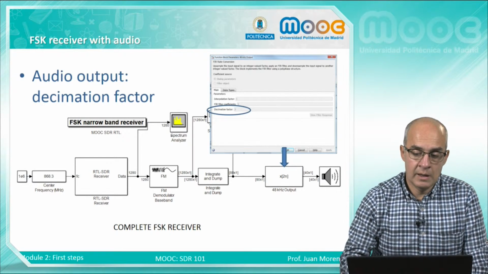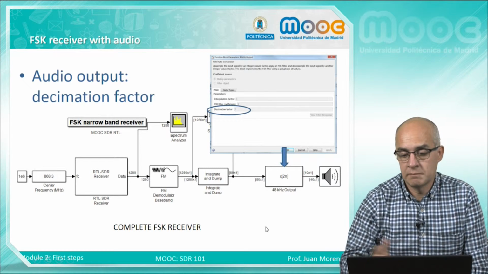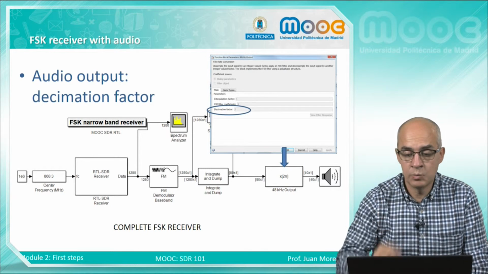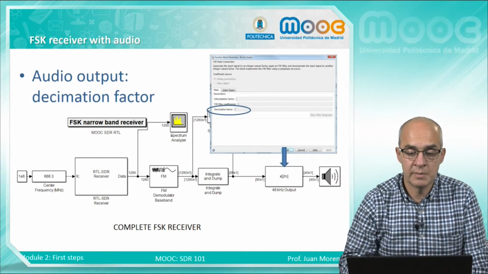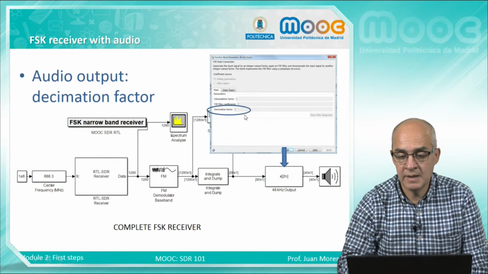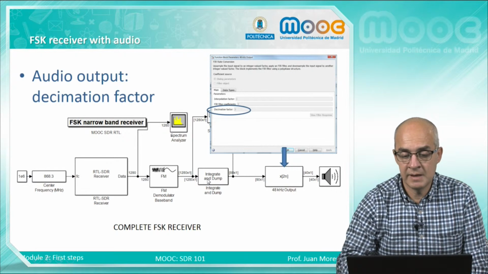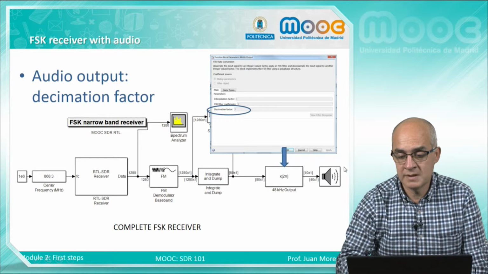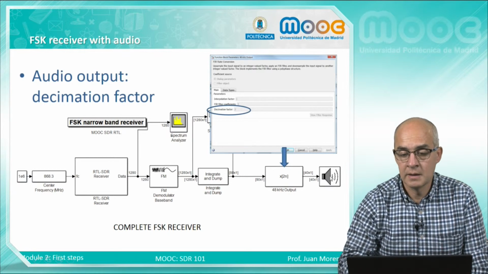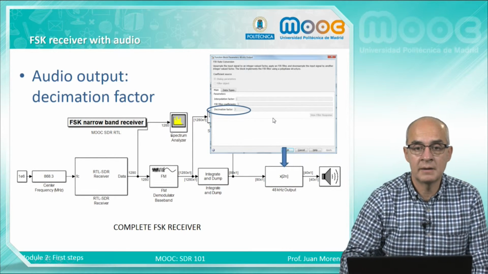Then we always use the audio monitoring to check the behavior of the system and as another output for information about the signal. As you can see, we need a decimation factor to fit the sampling rate of the SDR to the sampling rate of the loudspeaker. We fit this decimation factor to 2 to get a 48 kilohertz output.